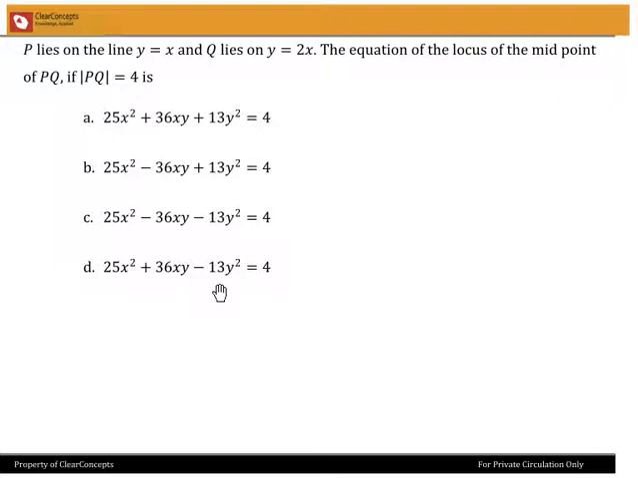So I'm going to do it in 2 ways. First, we'll actually solve the problem and get the answer, and then I'm going to treat it as an MCQ and use some other insights to eliminate various options.